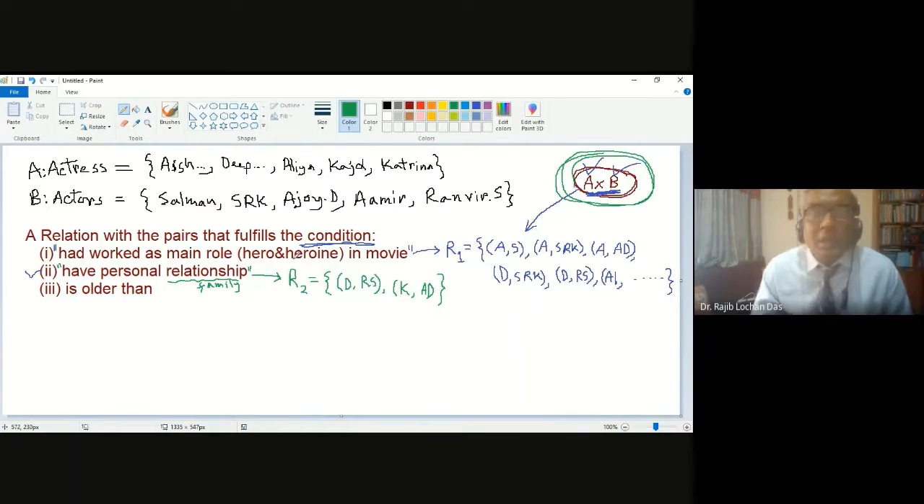Let us talk about another one, a third example. This one is R3. Now you tell me what the pairs in R3 will be. What will be the pairs in R3? Think about Aishwarya. If you write Aishwarya, what actor's name can you write?